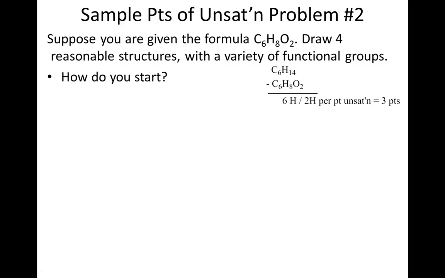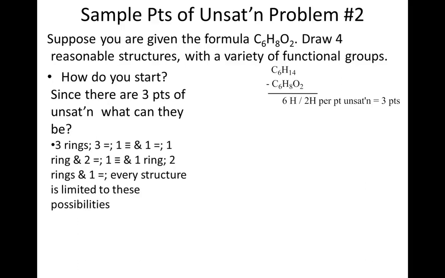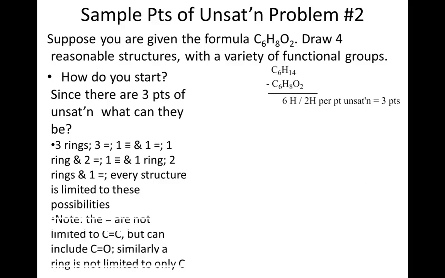Well, you could have several different possibilities. You can list all those: 3 rings, 3 double bonds, 1 triple bond and 1 double bond, or 1 ring and 2 double bonds, and so on. So those are all the possibilities. But obviously every structure that you draw has to have 3 points of unsaturation. So we can also have carbon-oxygen double bonds, so we're not limited to just carbon-carbon double bonds, and that's why I didn't put that specifically here. This just means some kind of double bond.